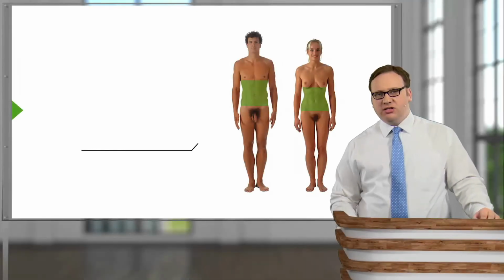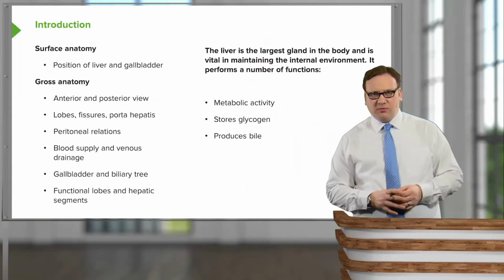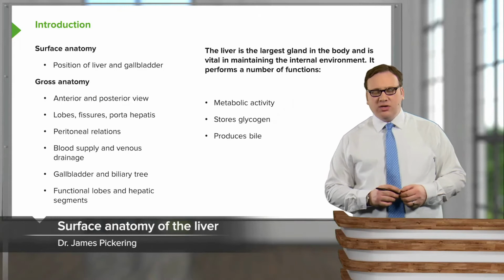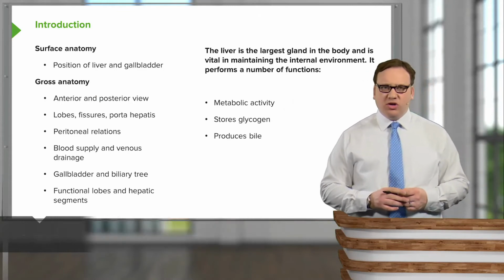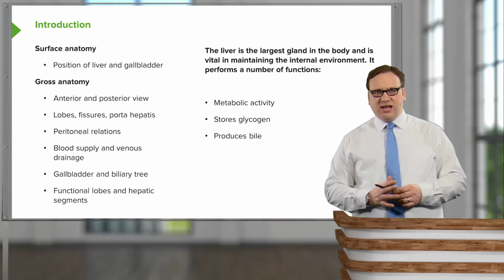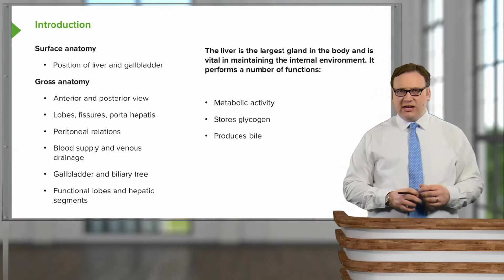In this lecture, we're going to look at the liver and gallbladder. So today we'll start off by looking at the surface anatomy, the position of the liver, and then go on to explore its gross anatomy. So we'll look at the anterior and posterior view. We'll look at lobes, fissures, and the porta hepatis. We'll look at peritoneal relations and the coronary ligaments.